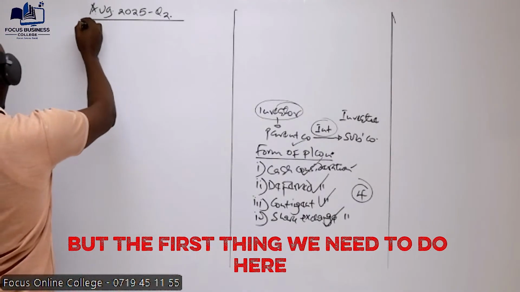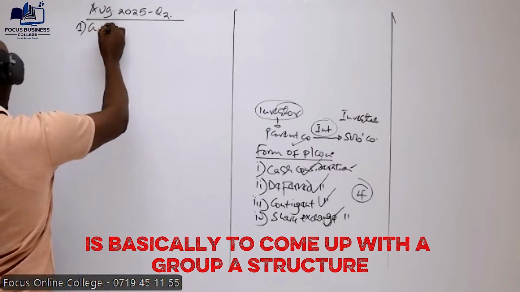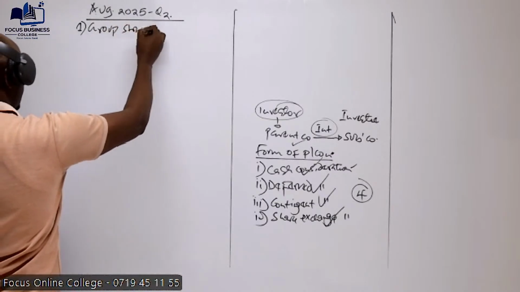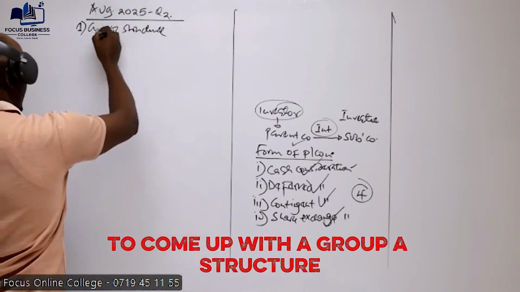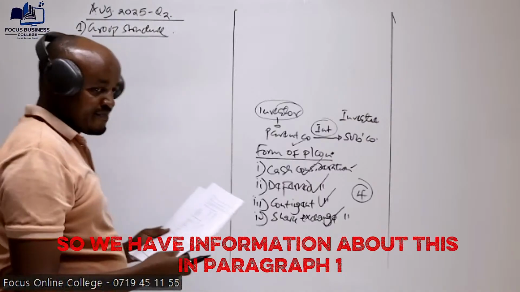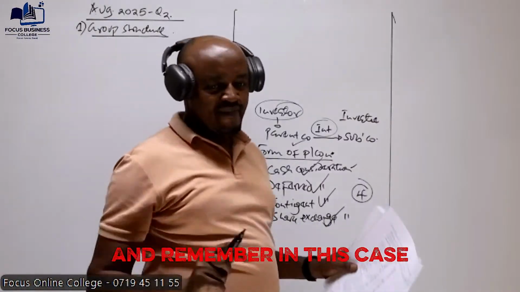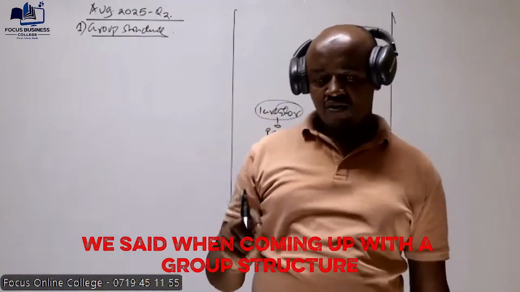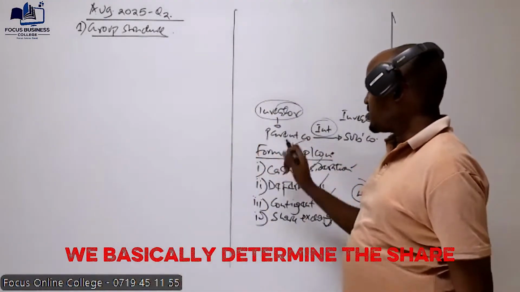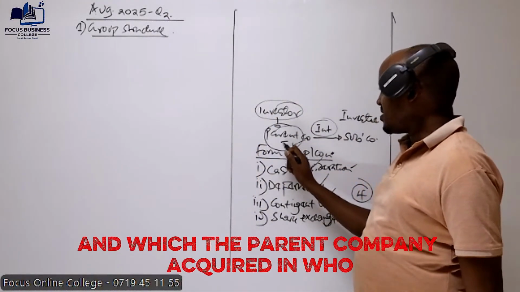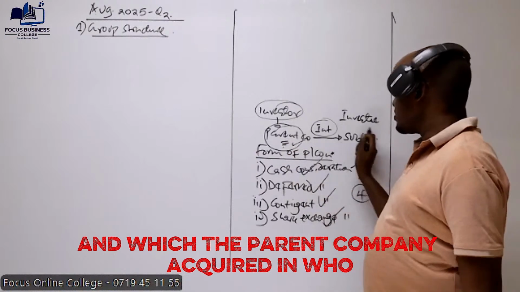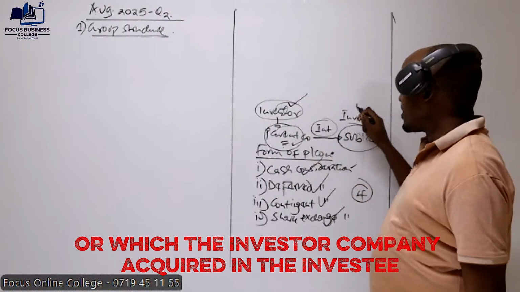But the first thing we need to do here is basically to come up with a group structure. So we have information about this in paragraph 1. And remember, when coming up with a group structure, we determine the ordinary shares which the parent company acquired in the investee.